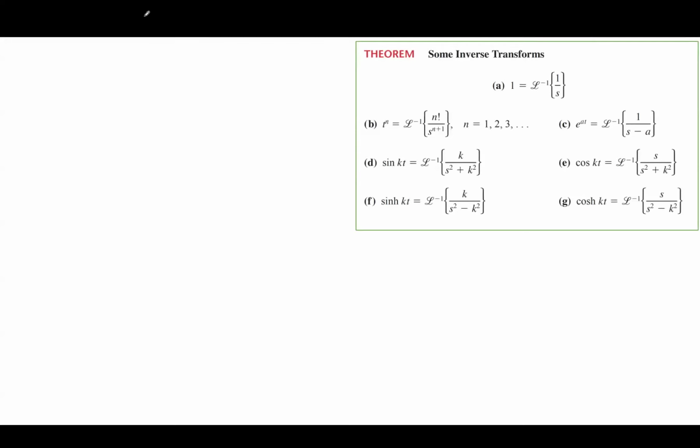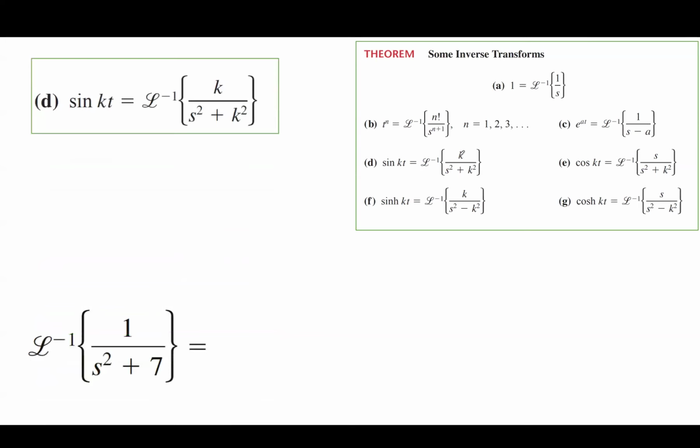So far we saw the inverse transformations. Now suppose I ask you to find the inverse Laplace of 1 divided by s squared plus 7. So look at these formulas. Which one has s squared plus a number in the denominator? I have s squared plus k squared for sine of kt. Also, I have s squared plus k squared for cosine, but on the numerator, I have a variable s. Here, I have k, which is a number.